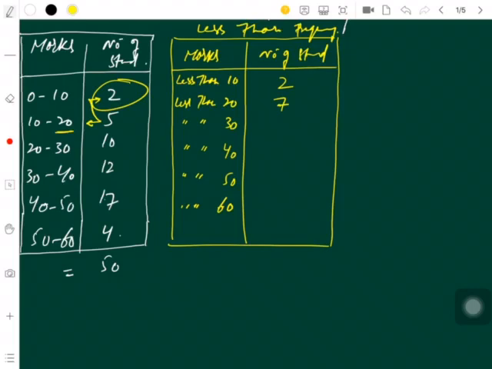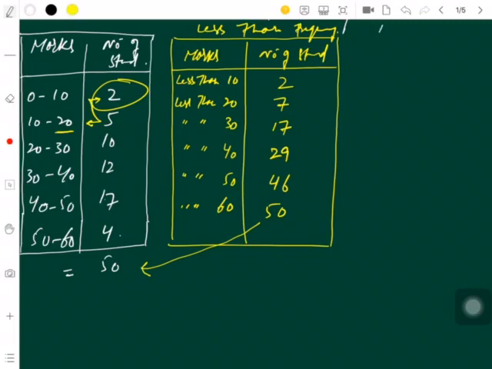What is less than 30 then? This 5, this 2, this 10. That will come equal to 17. Then 12, 10, 5 and 2 will come equal to 29. Then 17, 12, 10, 5 and 2 will come equal to 46. Then less than 60 we will have 50. See, this 50 came equal to this 50. So our less than frequency table is right.